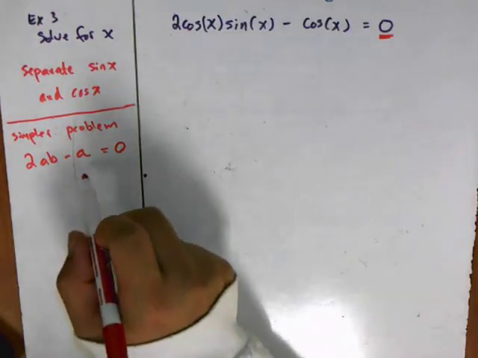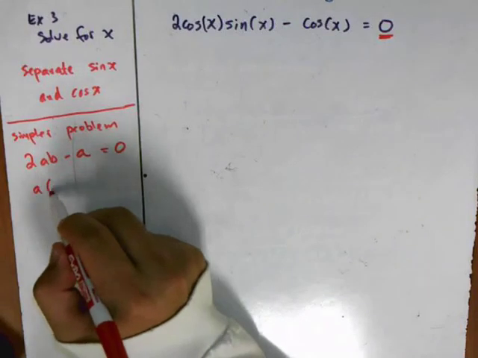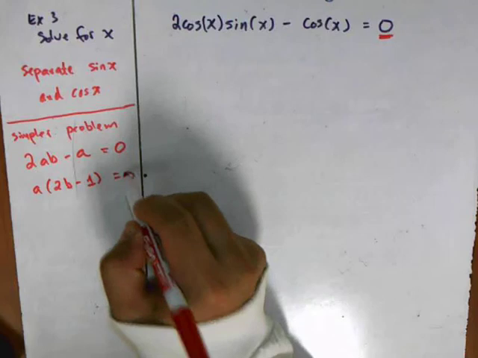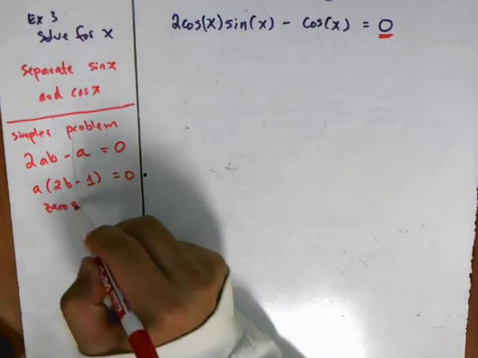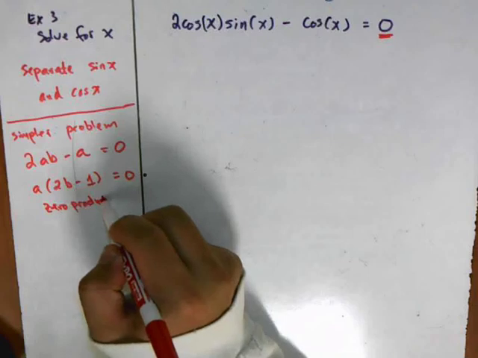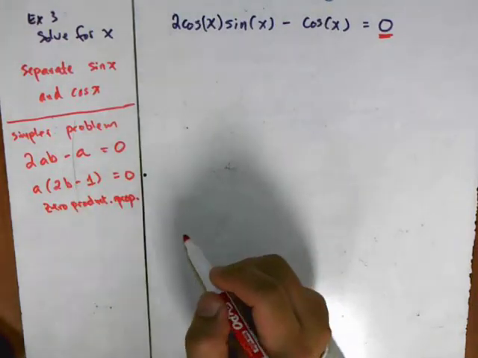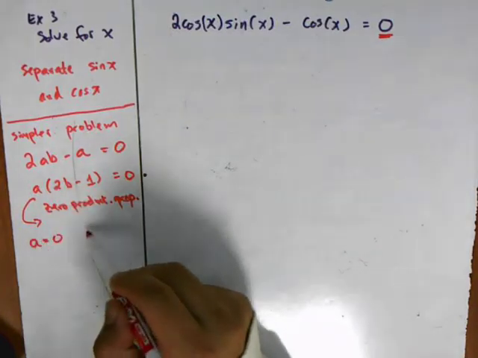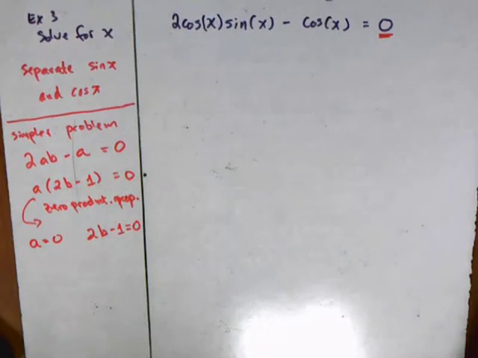So let's just look at this simpler problem here. Well, we're going to factor out an a. So now I have 2b minus 1 equals 0. And then we're going to use the zero product property, which is often used but rarely identified, and it's kind of an unsung property, but it makes things a lot simpler. So now I can say that a equals 0 and 2b minus 1 equals 0.